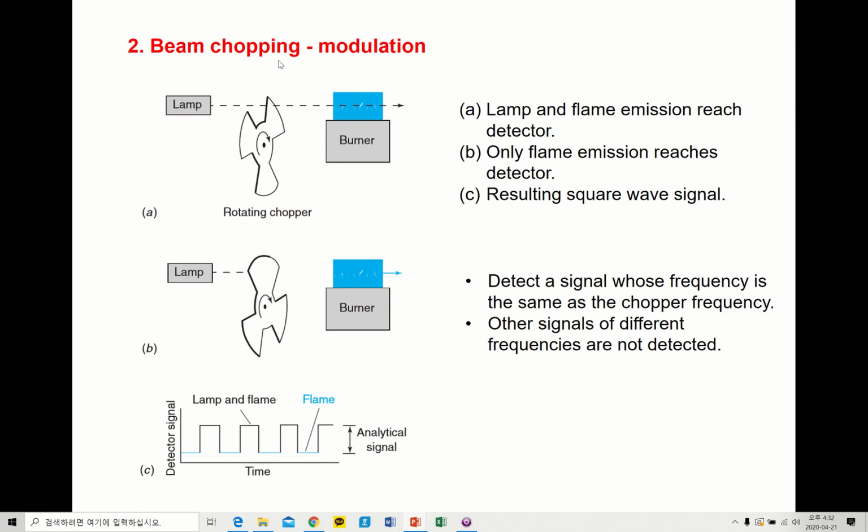This is called modulation. It is a very powerful technique to remove background and take only the signal. Modulation has been very widely used, for example for sending a signal over a very long distance. For example, AM and FM: when you turn on the radio, you can select AM or FM. AM is amplitude modulation, and FM is frequency modulation.